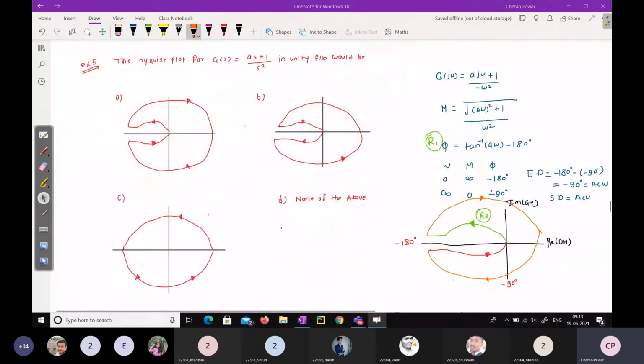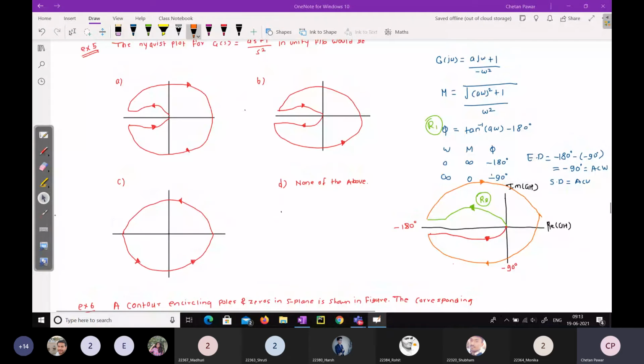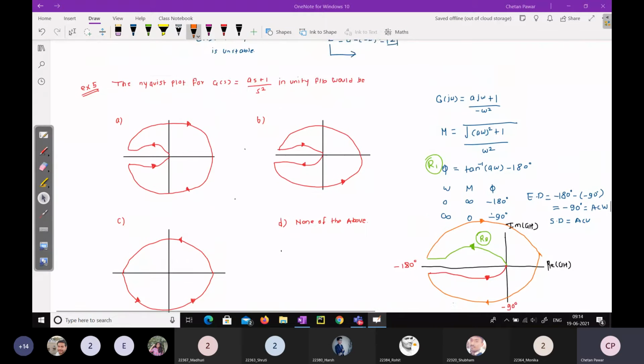And where that semicircle will start, where the inverse polar plot ends. Okay, so from this point it will start. It will follow the clockwise direction, and it will end where the polar plot starts. Okay, so this way you can draw the Nyquist plot for any open loop transfer function with this shortcut technique. Okay, so have you understood this problem? Any doubt here?